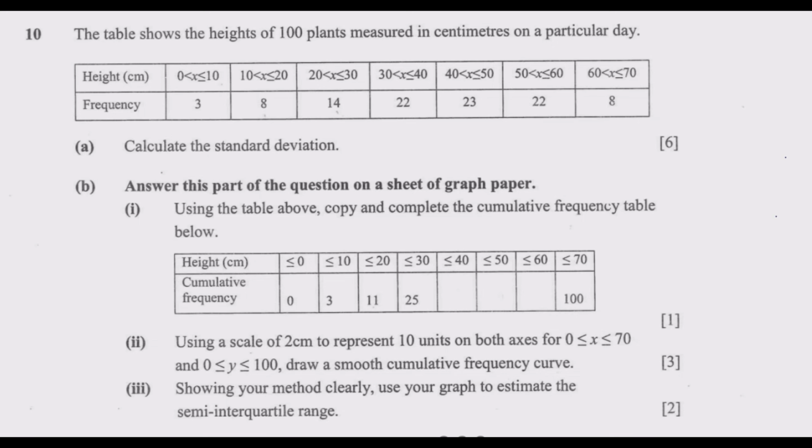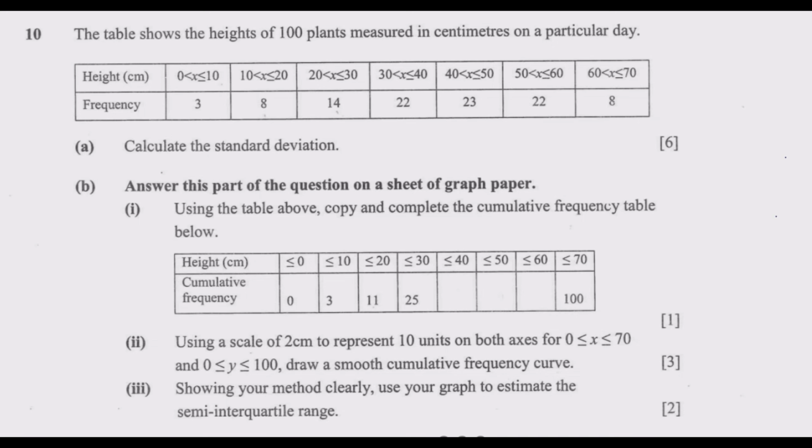Then B, answer this part of the question on a sheet of graph paper. Using the table above, copy and complete the cumulative frequency table below. Then also we have Roman numeral 2, using a scale of 2 cm to represent 10 units on both axes for the interval x is greater or equal to 0 but less or equal to 70. Then of course we have y is greater or equal to 0 but less or equal to 100. Draw a smooth cumulative frequency curve. Then Roman numeral 3, showing your method clearly, use a graph to estimate the interquartile range.